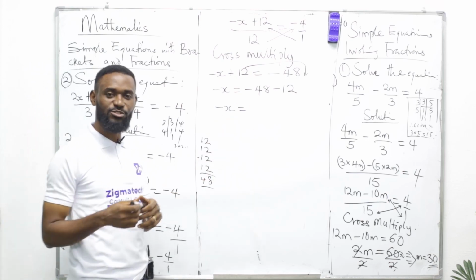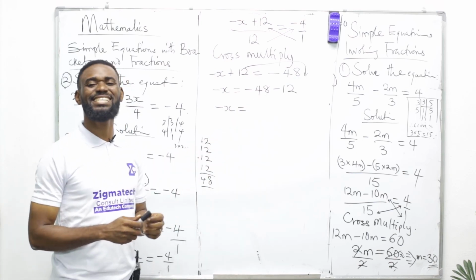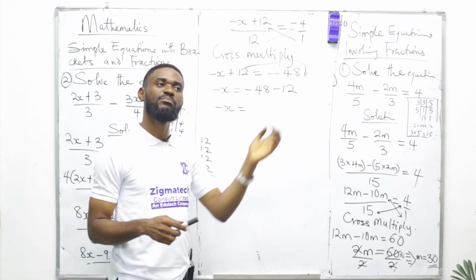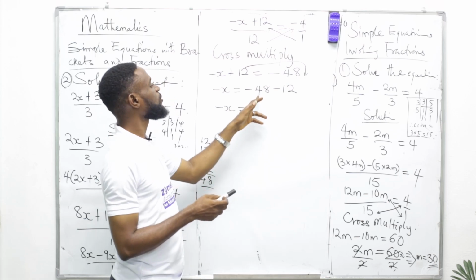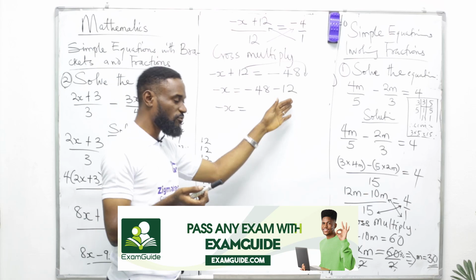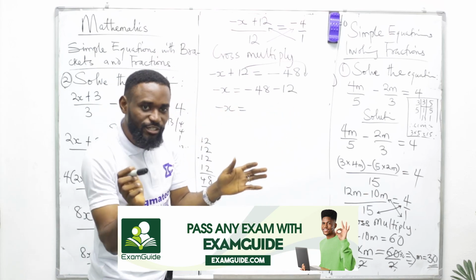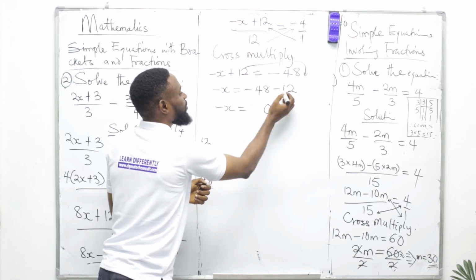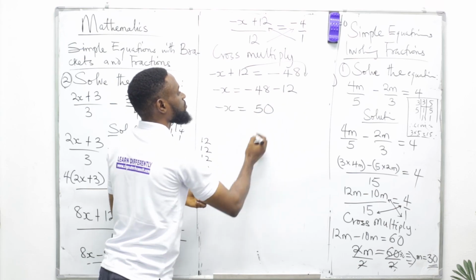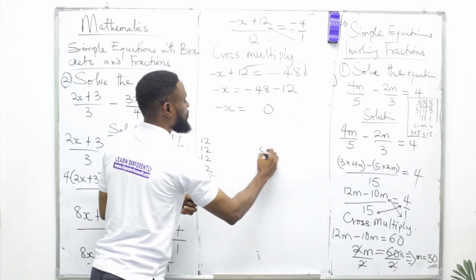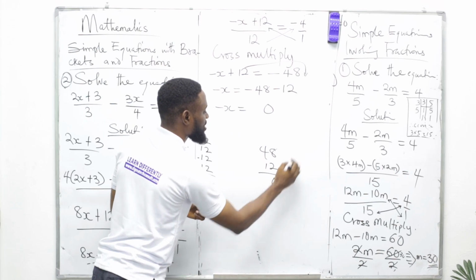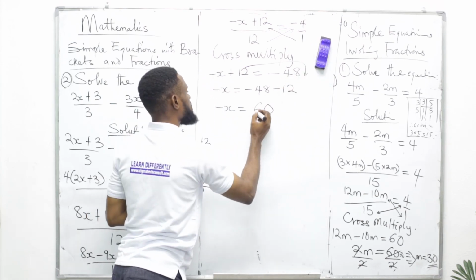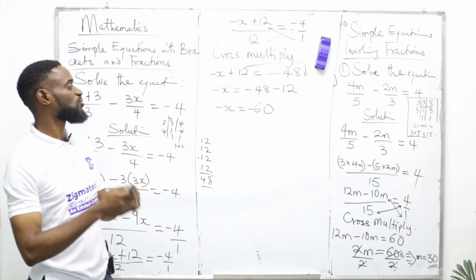This kind of expression confuses students a lot, but it's simple. This person borrowed 48 naira from Obi, and after that he borrowed another 12 naira from maybe Peter, okay? So he's owing Obi 48 naira, he's also owing Peter 12 naira. If he sums up everything he's owing, he's owing 48 naira and another 12 naira. If you sum this up, 8 plus 2 is 10, put 0, carry 1, 4 plus 1 is 5, that is 60. So this is minus 60. The total debt he's owing is 60 naira, okay?